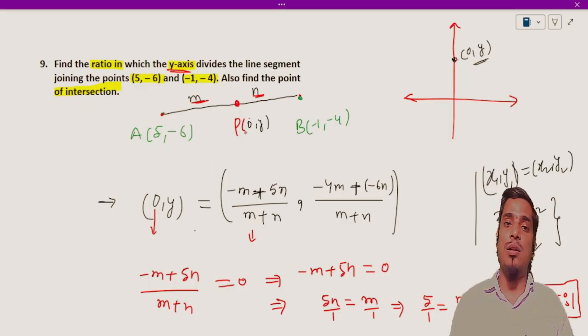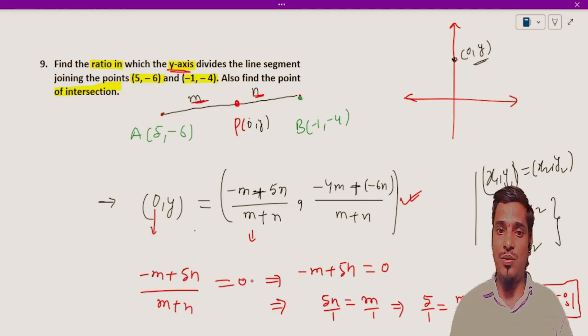And then we got this 0 comma y is equal to coordinate of this P with the help of this ratio m ratio n and the coordinates of A and B. We got this one. Then we just have to equate both of that, right? Both first coordinate with the first coordinate. Okay, so (-m + 5n) divided by (m + n) equals 0. And then when we simplify this, m plus n went to the right in multiplication with 0. So multiplication with 0 is always 0.